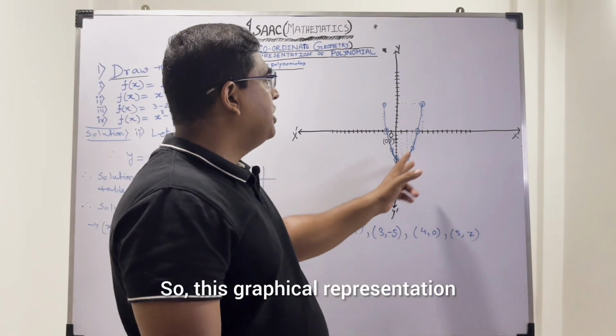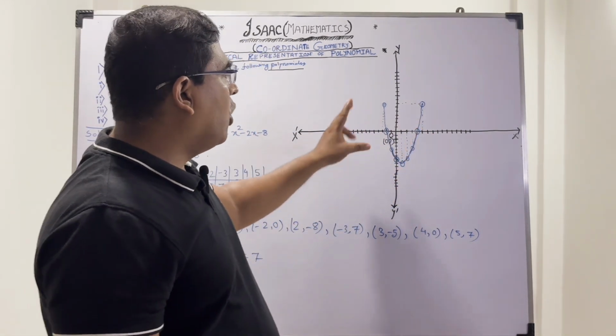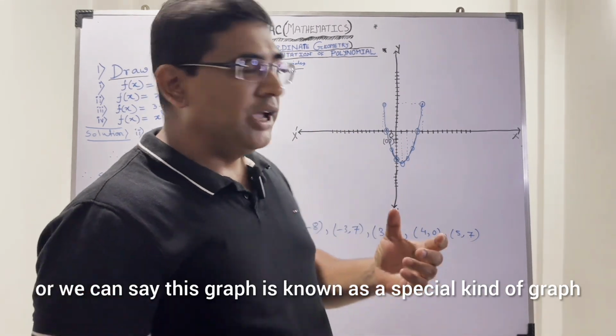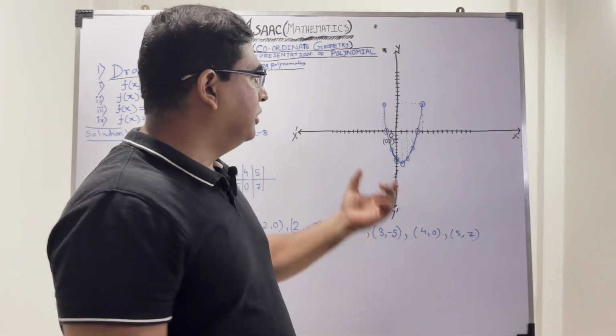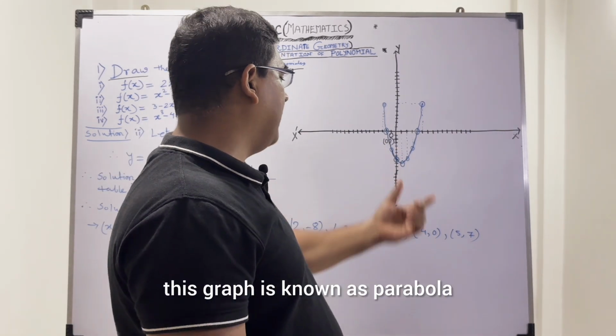So this graphical representation, or we can say this graph, is known as a special kind of graph. This graph is known as parabola.